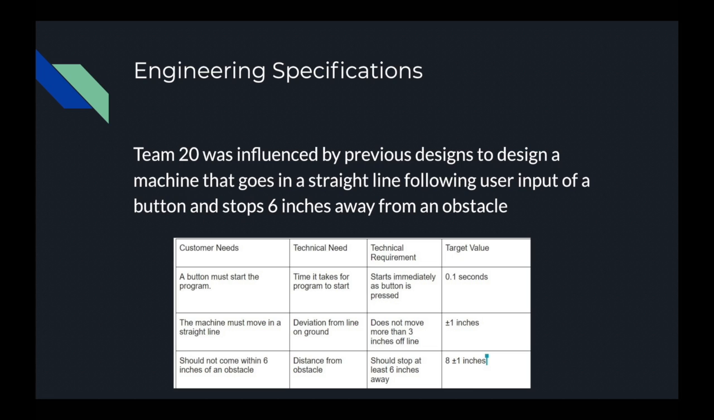To not come within 6 inches of an obstacle, the technical need was distance from obstacle, and the technical requirement was should stop at least 6 inches away, where the target value was 8 plus or minus 1 inch.